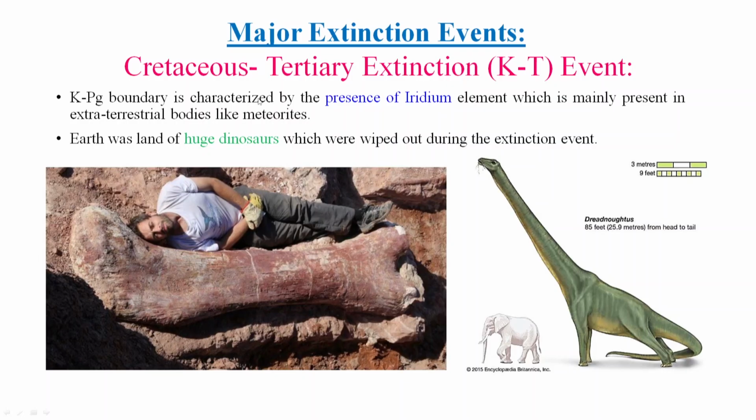So earth was the land of huge dinosaurs during this Mesozoic time, and in the end of the Cretaceous time, this meteoritic impact wiped out the dinosaurs from the face of the earth. You can simply compare: there is a paleontologist resting on this huge dinosaurian bone. So you can have an idea that if this is the size of one bone, what was the size of the overall dinosaur species.